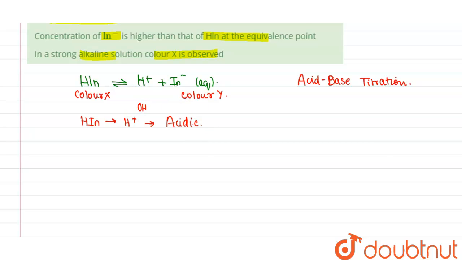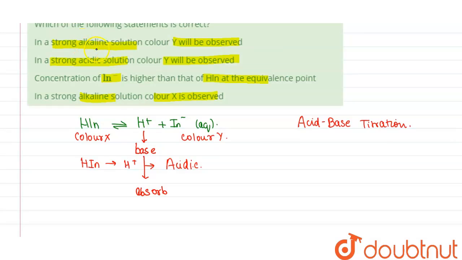So if we consider base, for this reaction to move forward, a base will be present that will absorb these H positive ions. Then only the reaction can move in the forward direction. So this is the basic concept of this reaction. Now let's understand each and every option given above. The first statement: in a strong alkaline solution, color Y will be observed.